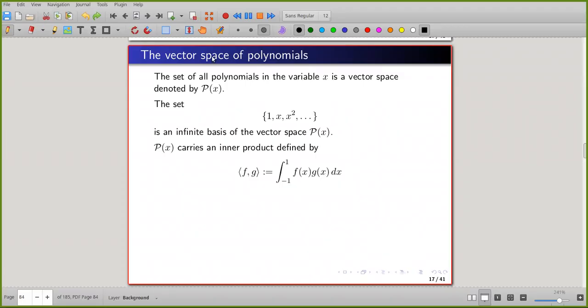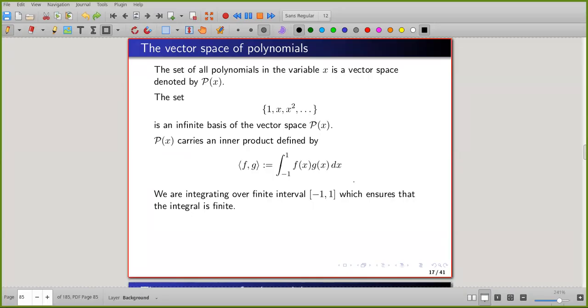Now we define an inner product on P(x). This is a nice inner product. Given any two polynomials f and g, we just define the inner product to be this: we multiply f and g, and we integrate from -1 to 1. So what are the two conditions that we needed to check?